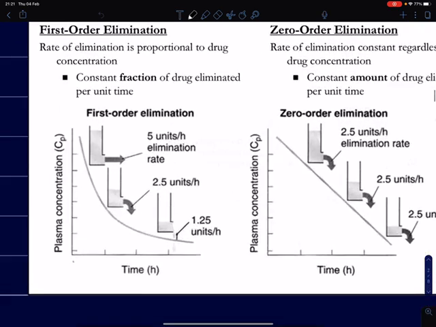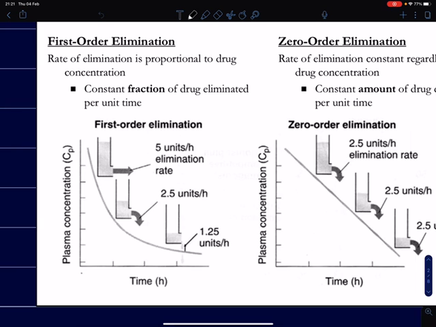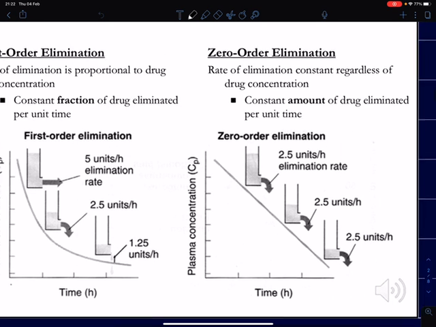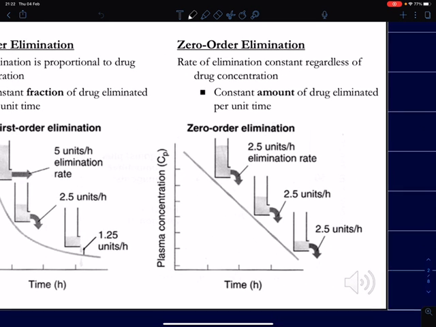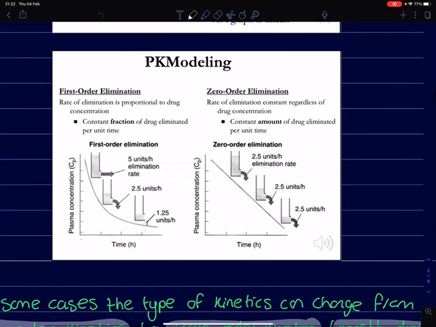You can also see a practical example. Between half-life times, the amounts of drug within the body halves between every half-life time. That's why it's that exponential curve. Whereas here it's a constant amount that is eliminated by the body, and you get this linear graph.